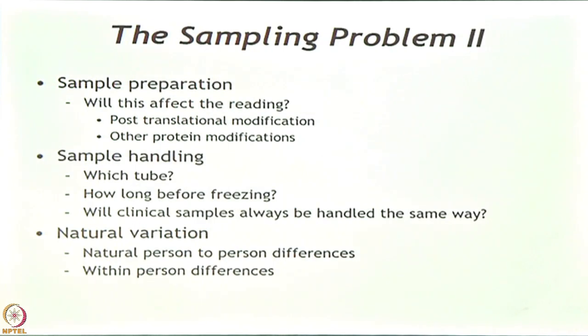So these are just some of the general things to think about. So will sample preparation affect the reading? Are you handling the samples properly? Are you going to freeze them? And then, of course, you need to know if there are natural variations of the biomarker you're testing from person to person, because if there's a lot of natural variation, even among normals, that's going to make it more difficult to use that as a biomarker.